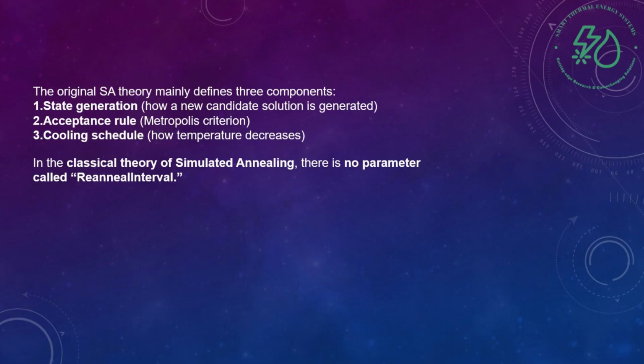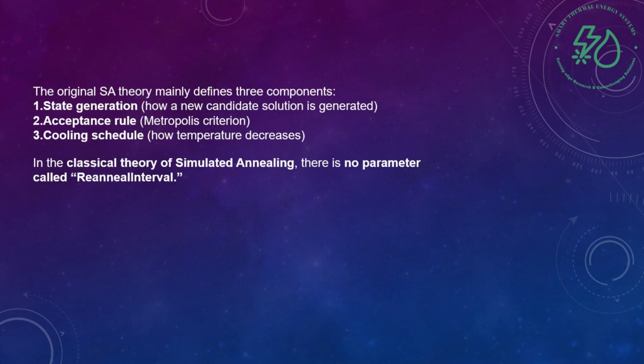We have an explanation here about the original simulated annealing and what we have in MATLAB. The original simulated annealing theory mainly defines three components. First is state generation, which means how a new candidate solution is generated. Second is the acceptance rule, or Metropolis criterion as an example. Then we have the cooling schedule, which means how temperature decreases and how we can control the randomness.